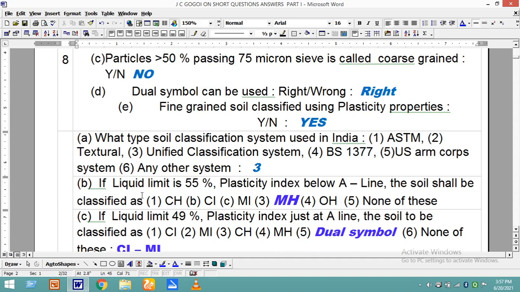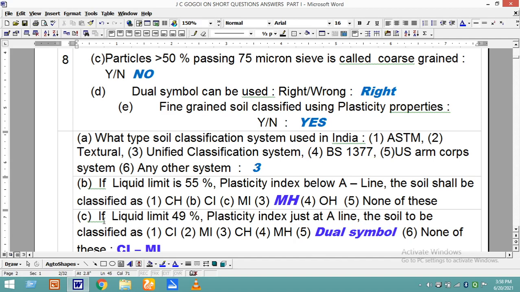If liquid limit is 55% and plasticity index is below A line, the soil shall be classified as, given answers, CH, CI, MI, MH, OH, and none of these. With these characteristics, we have to classify this soil as MH, because for OH we are unable to confirm since other information is required.